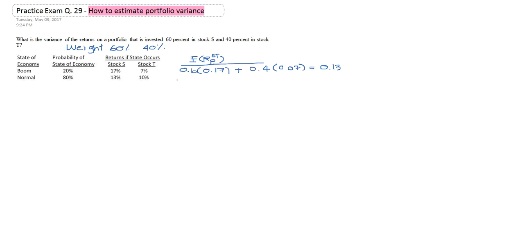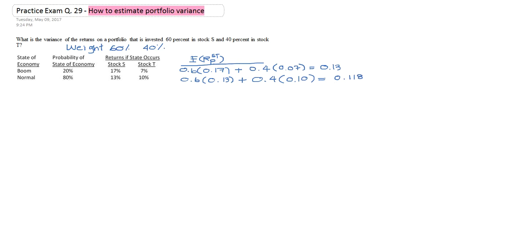This is the weighted average. Now move to the normal state. You do exactly the same thing. You invest 60% in stock S, which at this state gives you a 13% return, and you invest the same weight in stock T, which at this state gives you 10% back. So I get the expected portfolio return for the normal state as this number.